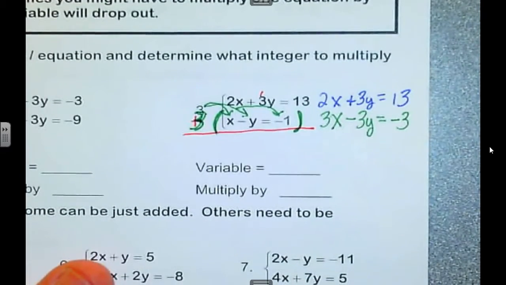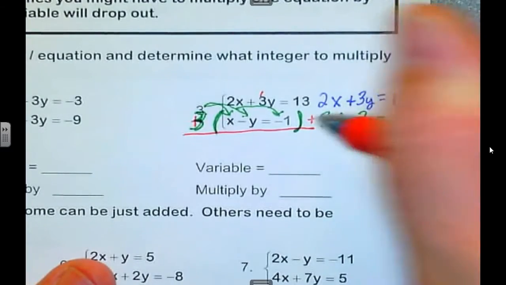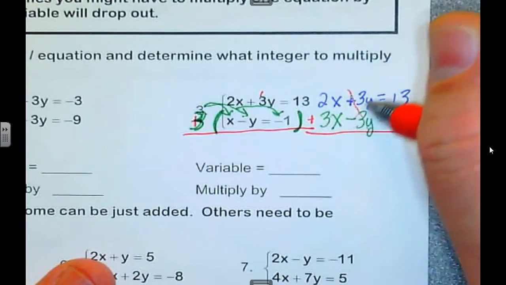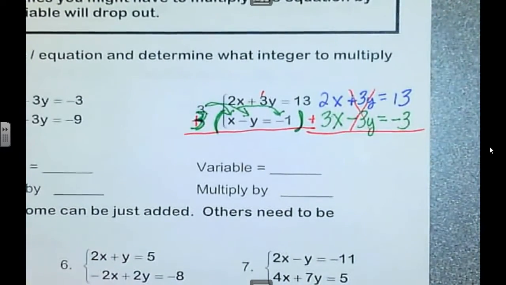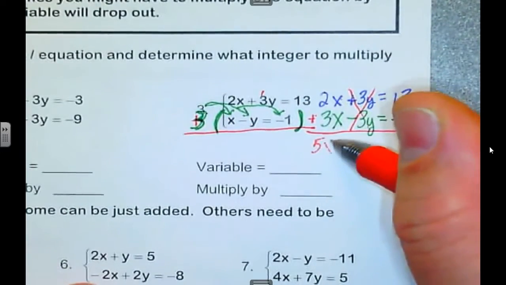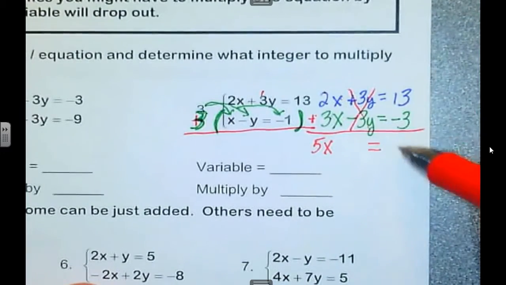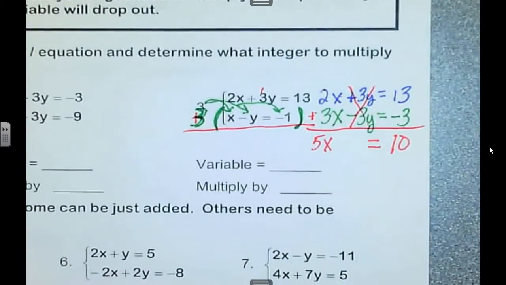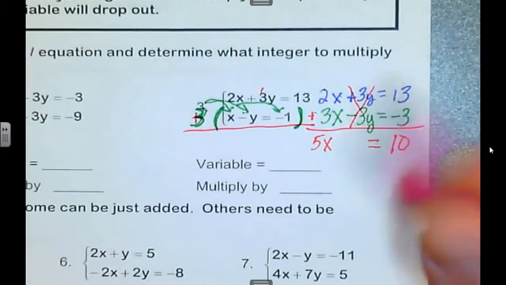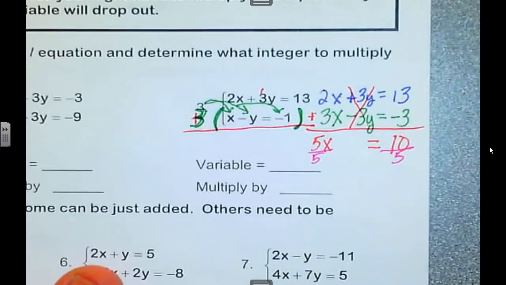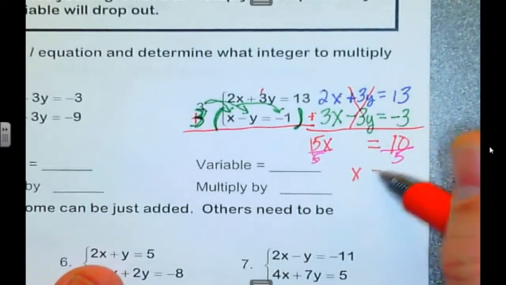Now when I go to add these together, what happens? Yep, the y's add up to 0. They eliminate. So I have 2x plus 3x is 5x, and 13 plus negative 3 is 10. Good. I have to solve for x, so I'm going to divide by the coefficient, 5. So x is going to equal 2.